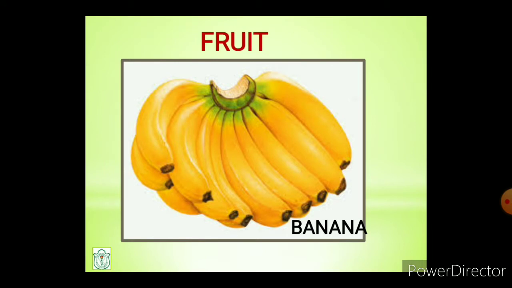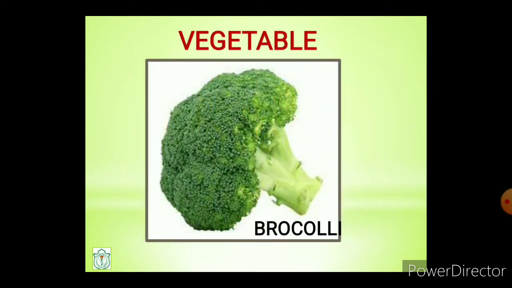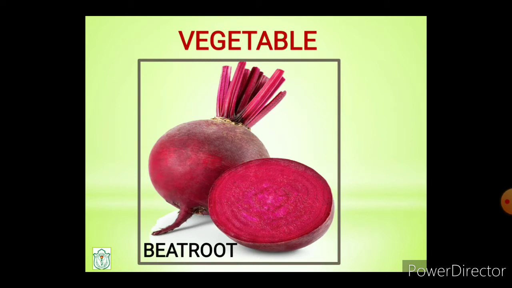This is a fruit starting with letter B and having the sound of B. Say, children, with me, B, B, banana. Yes, this is a vegetable that starts with letter B and has the sound of B. B, B, broccoli. B, B, beetroot. This is also a vegetable.